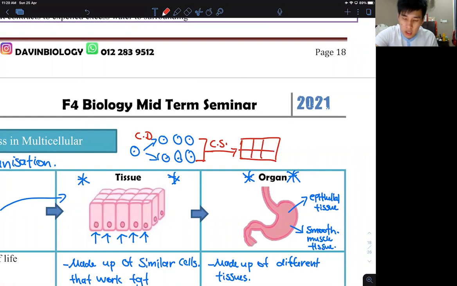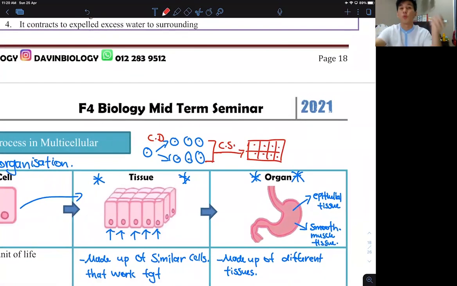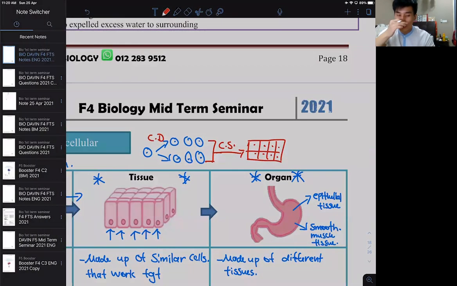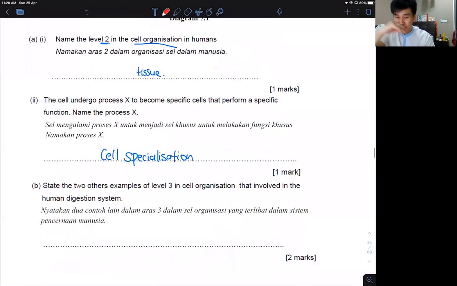Understand? And also that's cell specialization. Cell division is one become two, two become four. Specialization, I stick together, something like that.